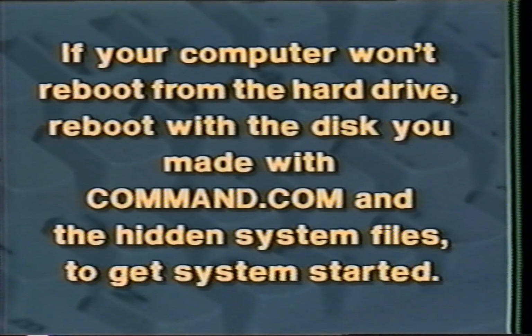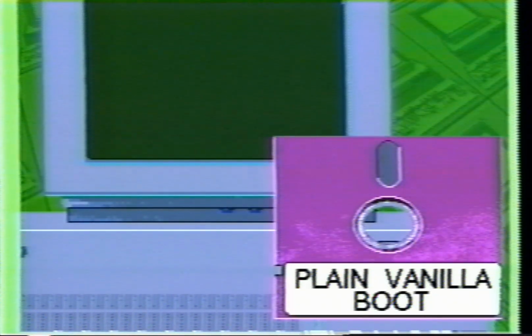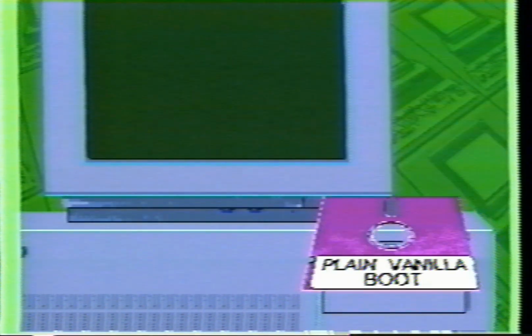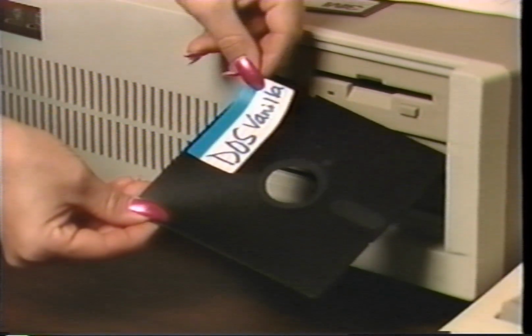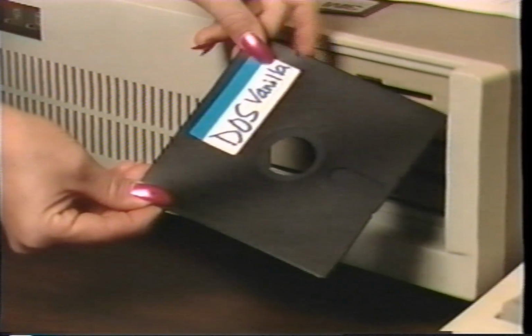If by some chance the machine still won't start, you can try using the disk we now have in Drive A. What we have left on this disk are the bare bones files needed to boot your computer, command.com, and the hidden system files. If you have this problem, putting this disk in Drive A and pressing Control, Alt, Delete at the same time should get your computer started so you can figure out what went wrong. So take this disk out and label it DOS Vanilla Boot and keep it in a safe place.